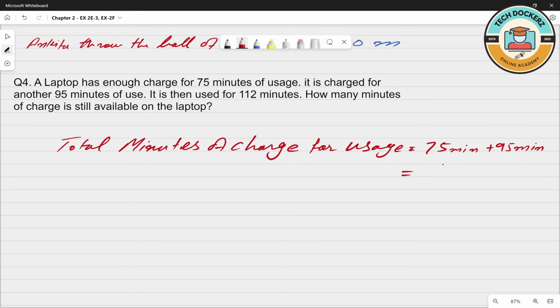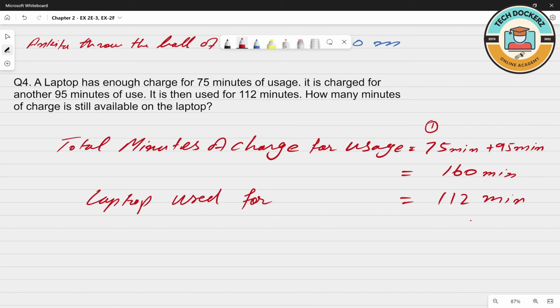Total minutes of charge for usage: 75 minutes plus 95 minutes. So we will do the addition first. 5 plus 5, 10. 1 will be carry. 9 plus 7, keep 9 in your mind and 7 on your fingers. Start counting after 9: 10, 11, 12, 13, 14, 15, 16. So 9 plus 7, 16. So total minutes of charge for usage is available for 160 minutes.